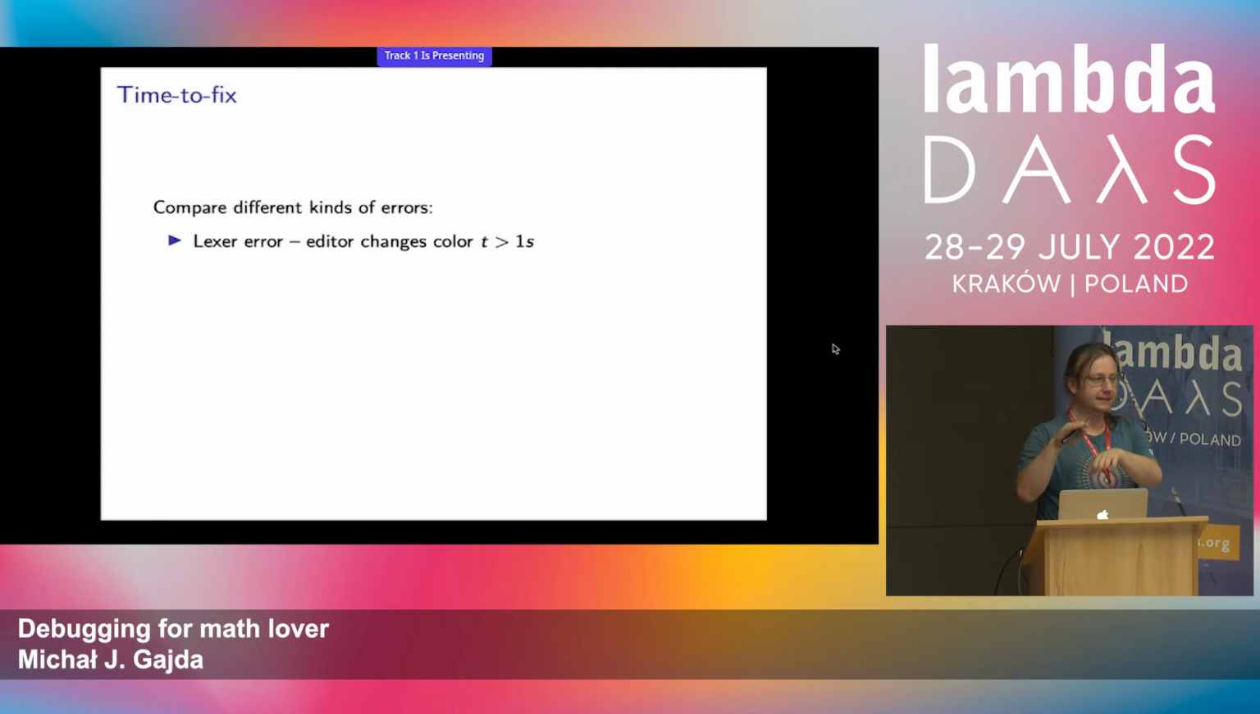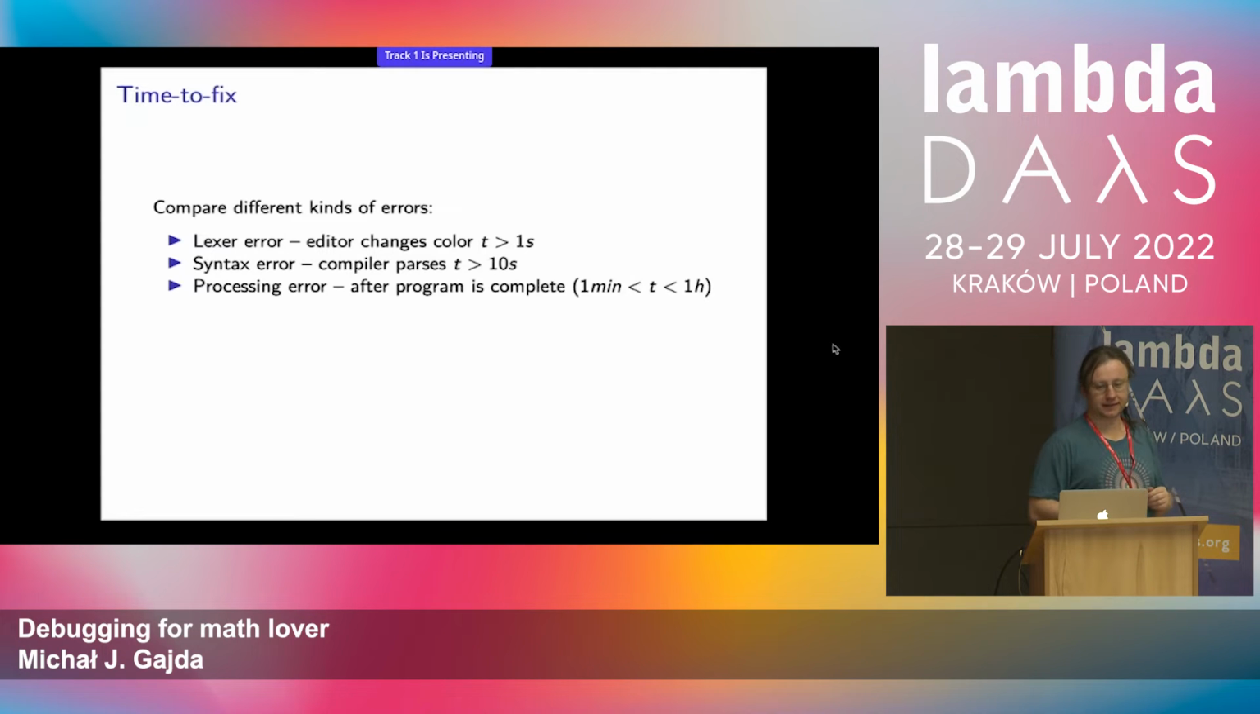So if you look at these errors that I talked about so far, you have a big difference between them. It's the time from the moment that you change something to the moment that you see the result. So for lexer errors, the editor will show you the change of color. It's under 1 second. For syntax errors, the compiler needs to parse it, and sometimes you need to parse the error message, so it would possibly be under 10 seconds with some routine.